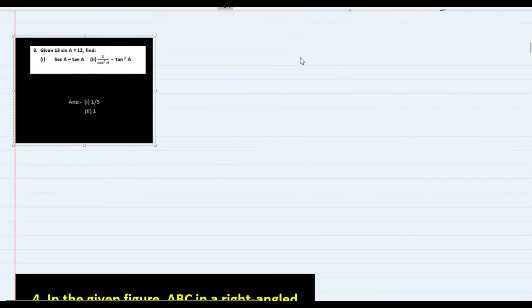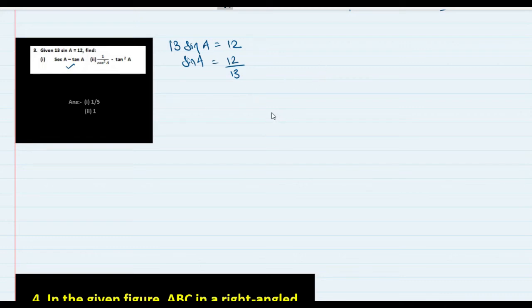Given 13 sin A is equal to 12, so sin A is equal to 12 by 13. Okay, so what do we have to find? We have to find sec A minus tan A, and we have to find 1 by cos square A minus tan square A.